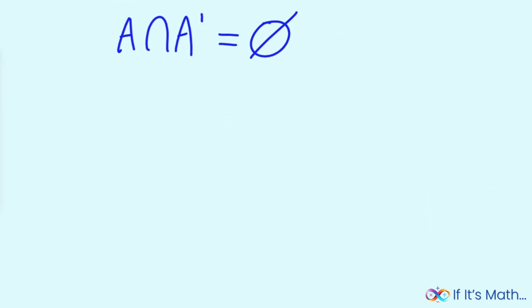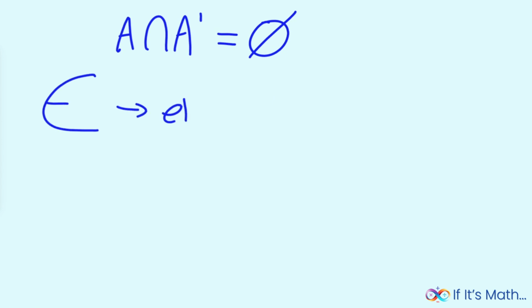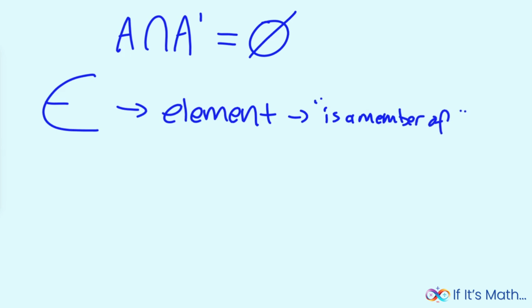Okay, two other symbols, and they're related, is this, which represents element. So up till now, when we talk about intersection or union, we've been talking about how two sets relate to each other. But what about a number and a set? So that's what element gives you. So what element means is a member of. That's the way to think about what it means.